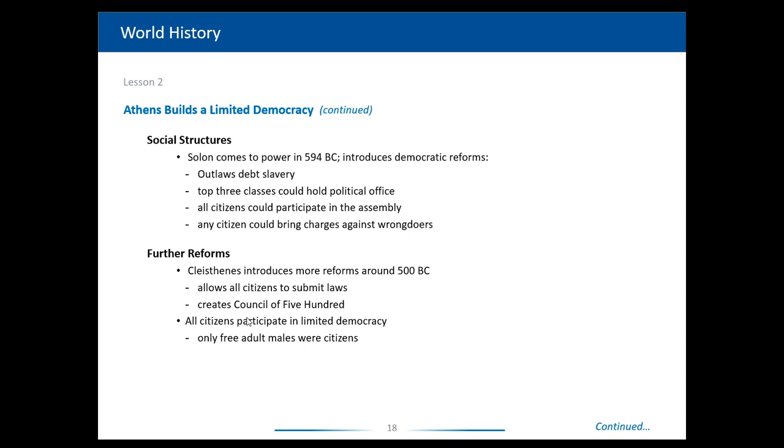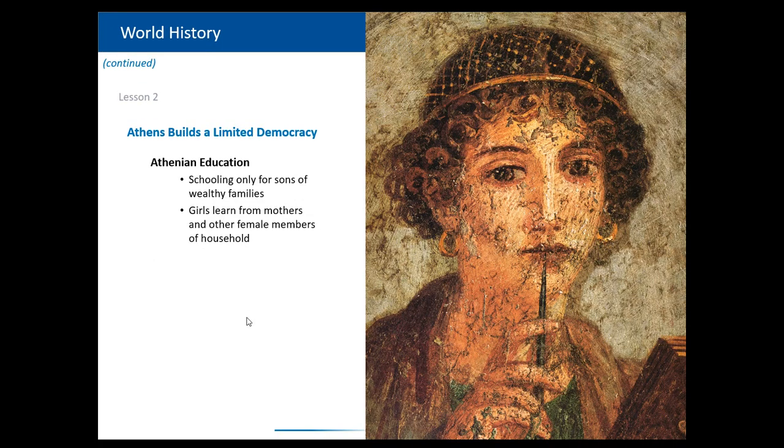Whoa, wait a minute. So all citizens could participate in the assembly. Any citizen could bring charges against wrongdoers, but that doesn't include women, children, or slaves, right? So that's where the problem lies when you have only a certain segment of the population who are able to contribute to the democracy or the democratic process. Athens builds a limited democracy.